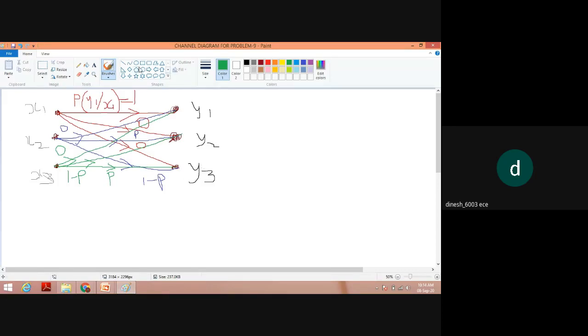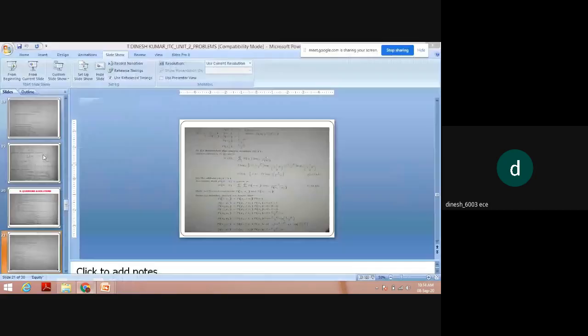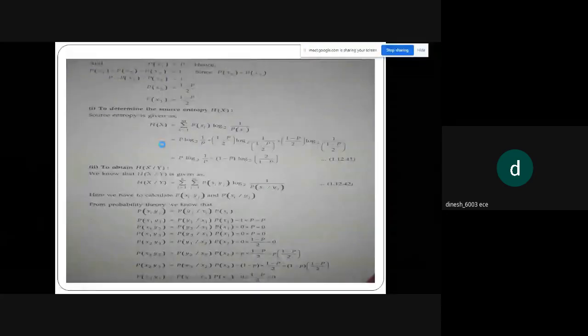So what are the cases that you have got channel transition as 0? One is x1 y2, another one x1 y3, x2 y1, x3 y1. All these 4 transitions can be erased. So if we erase these transitions, we will get this ternary channel diagram.